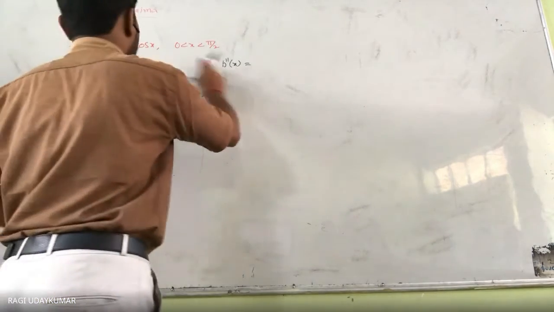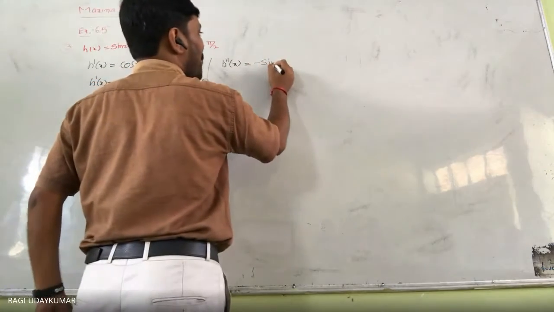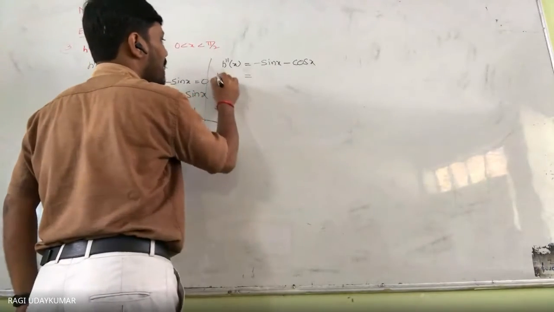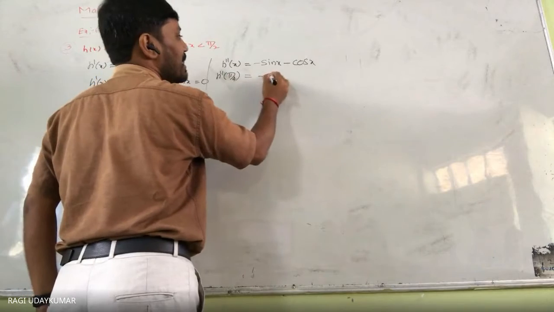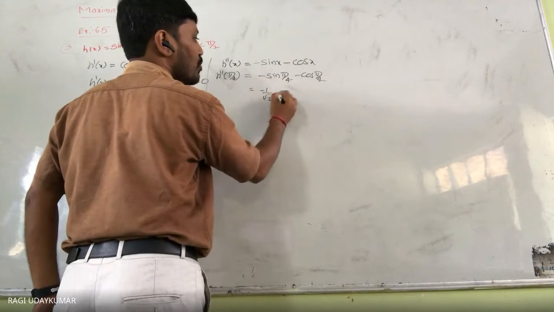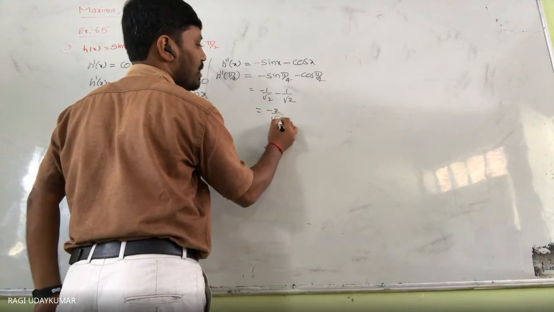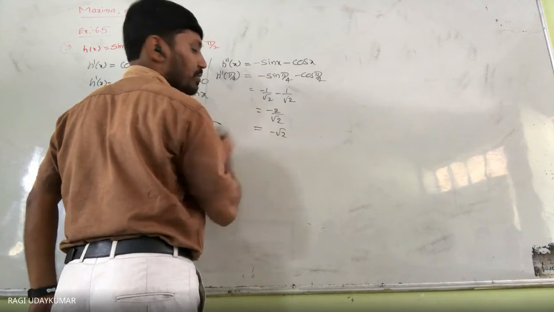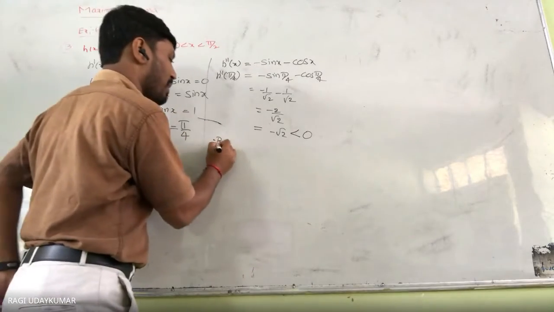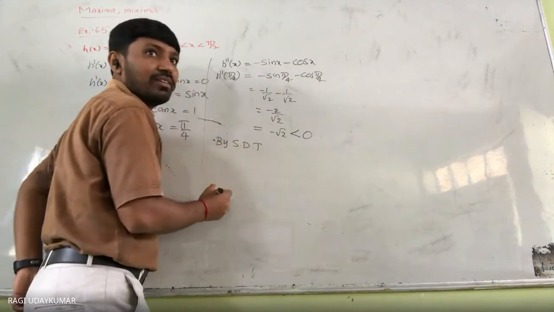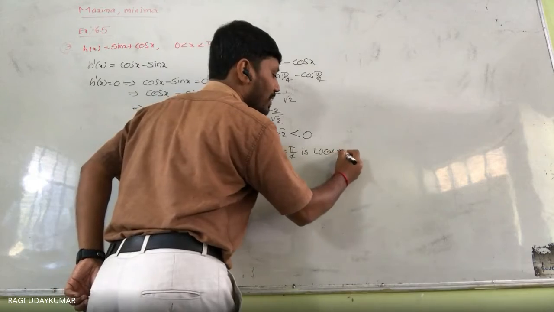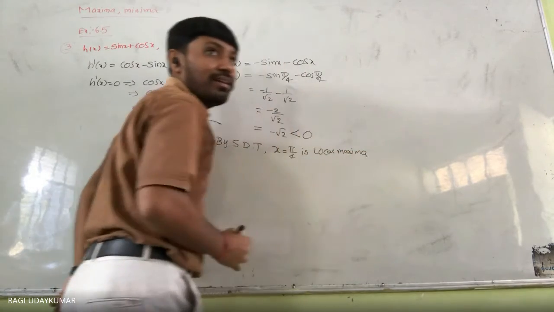That means h double dash of x is cos x differentiation is minus sin x minus cos x. So now what? This h double dash of pi by 4 is minus sin pi by 4 minus cos pi by 4, minus 1 by root 2 minus 1 by root 2, minus 2 by root 2 which is equals to minus root 2 which is less than 0. As it is less than 0, by second derivative test, x is equals to pi by 4 is local maxima.